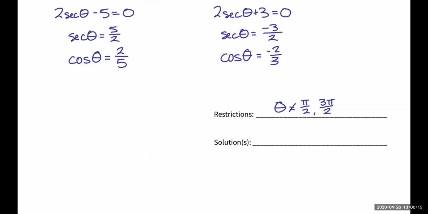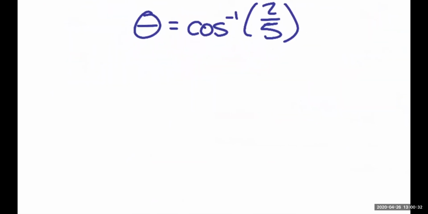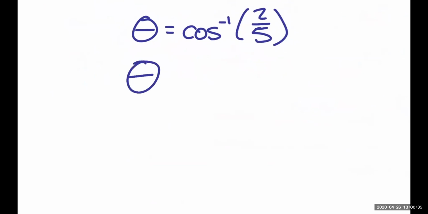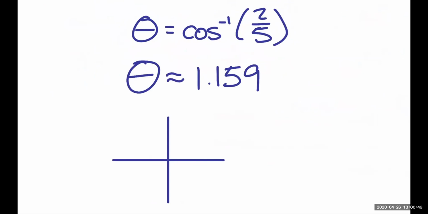So now we need to be using our calculator. So theta is equal to inverse cosine of 2/5. And over here, theta is equal to inverse cosine of negative 2/3. All right, now we can go about each of these individually. So in my calculator, I will do inverse cosine of 2/5, and that is telling me that theta is approximately equal to 1.159. All right, if I'm to draw those axes, I know that inverse cosine is only working in quadrants 1 and 2, but I have a positive cosine ratio, so that means I'm in quadrant 1.